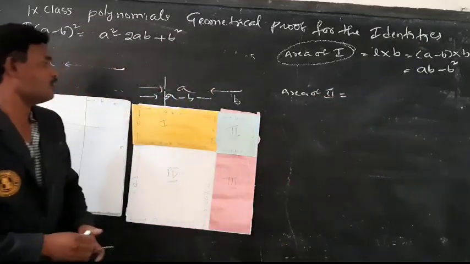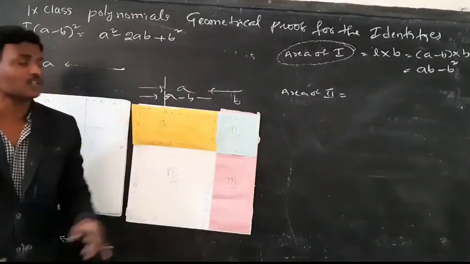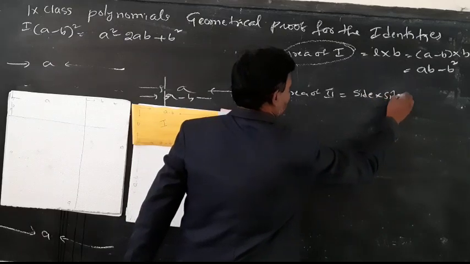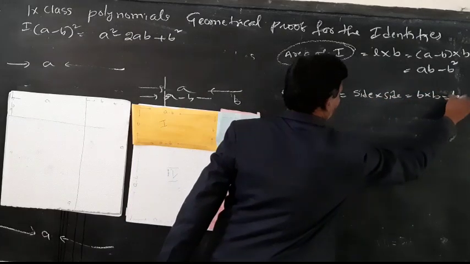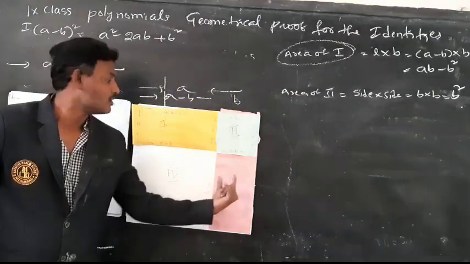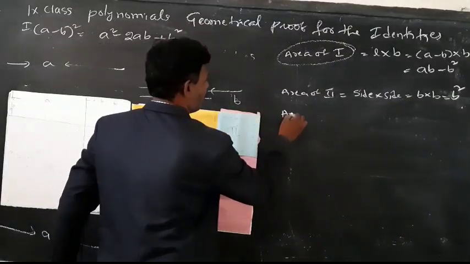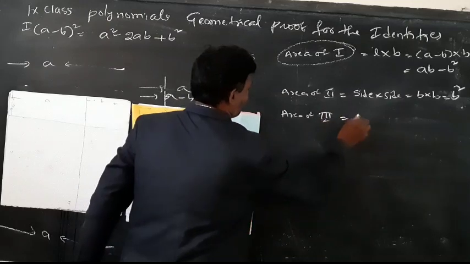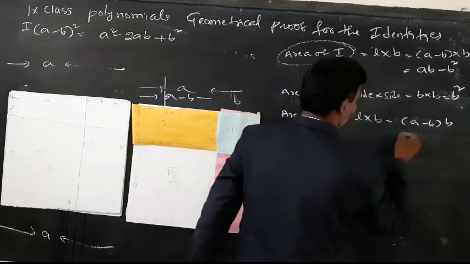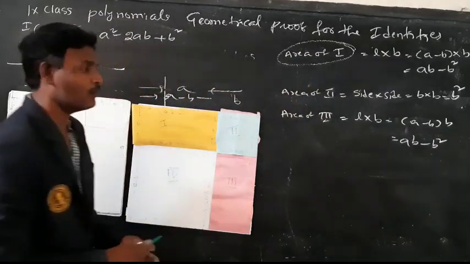Now move to the area of the second part. Here the second part is a square. What is the length here? b and b. What is the area of this square? Side into side. It is b into b, which is b square. Now move to the third part. The third part is a rectangle, pink color. Area of third part is length into breadth. It means (a minus b) into b, which is ab minus b square.